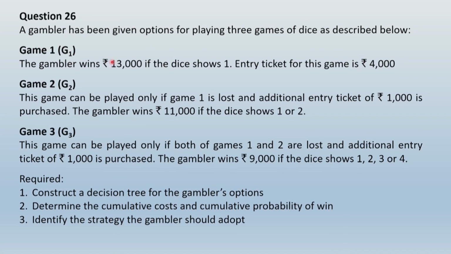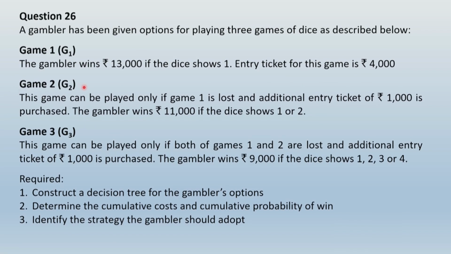Now see, this first game is titled as G1, and the gambler would win 13,000 if the dice shows 1. Now you know one thing, a dice has 6 faces, and if the dice shows 1 will be one of the faces out of 6 faces. That means it is implied that the probability that the dice shows 1 will be 1 by 6, and the probability that the dice shows anything other than 1 will be 5 by 6. So the probability of winning game 1 will be 1 by 6. So the probability of losing game 1 will be 5 by 6.